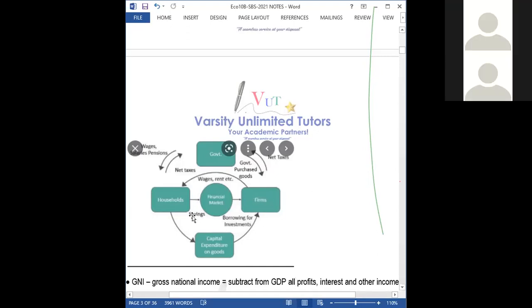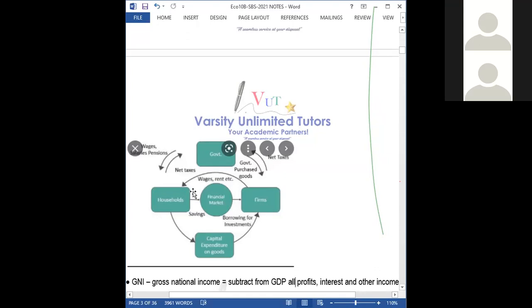firms approach the households in relation to factors of production. If they want labor, they come to the households, and when the households offer their labor to the firms, they are remunerated in the form of wages. And when the households supply their capital or their natural resources to the firms, they are remunerated in the form of rent and dividends and all the other things that we mentioned earlier on. So you'd realize that the interaction between these participants is what forms an economy.